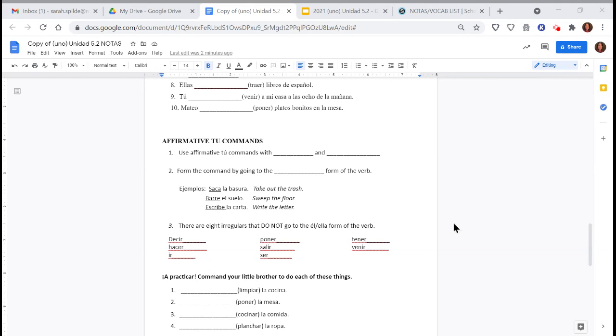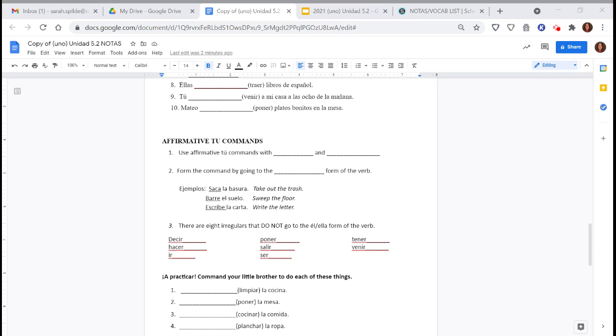For the notes today, we are going to be talking about affirmative tú commands. So basically, the commands we're going to be looking at is how you would instruct somebody of directions of what to do. So, for example, your parents might leave you a list of chores to do around the house. They might tell you, take out the trash, sweep the floor, or maybe a teacher says, take out your homework. We're going to look at how would you use these commands in Spanish.